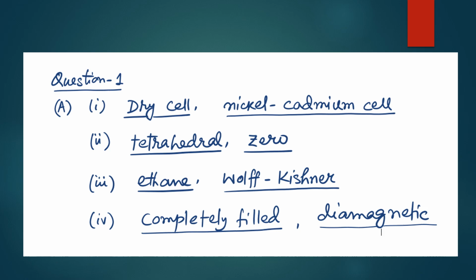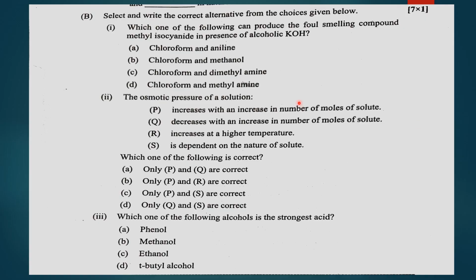Now come to the MCQs. For the first one, it is clearly mentioned methyl isocyanide. Actually both aniline and methylamine will respond to the carbylamine test, but since it is clearly mentioned methyl isocyanide, the answer will be chloroform and methylamine, not aniline.